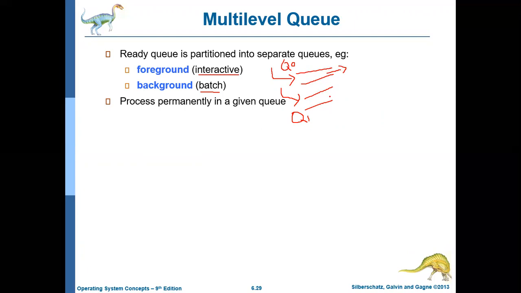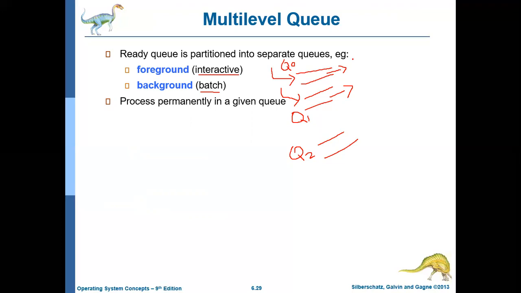These different queues may follow different scheduling algorithms. It is not that all these queues should follow the same scheduling algorithms. No. Okay, so let us assume there are three queues, Q0, Q1, and Q2. The ready queue is split into three queues. The first queue is Q0, the next one is Q1, the third one is Q2. Now all these queues may follow different scheduling algorithms.